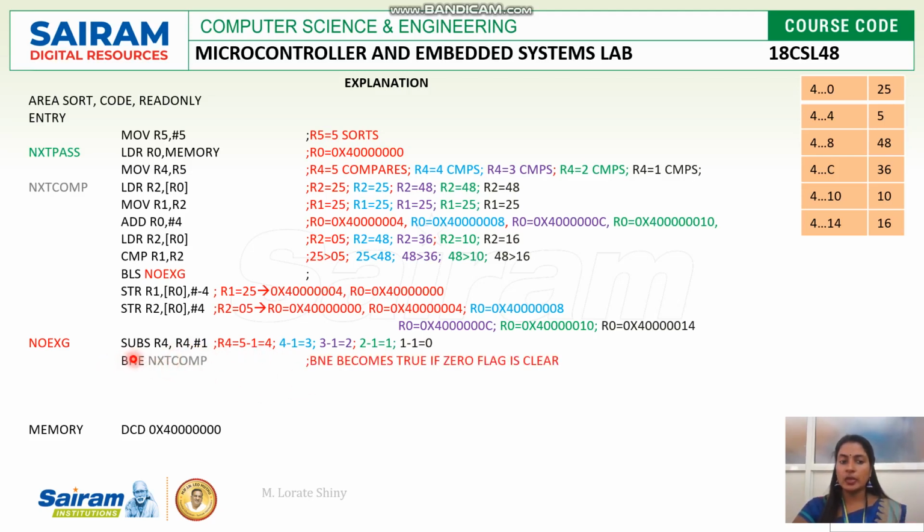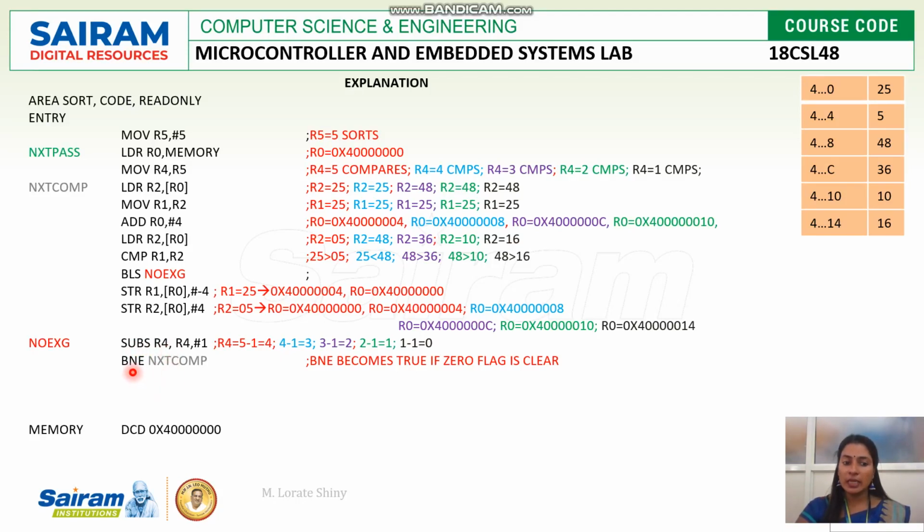Without writing a compare instruction, I am using the BNE instruction, branch not equal, because in this program I included the S suffix. Whenever the S suffix is included with an instruction, after the execution of that instruction, the CPSR flags will be updated based on the result of the operation. Here we are doing subtraction. If the subtraction result is 0, then the zero flag will be set.